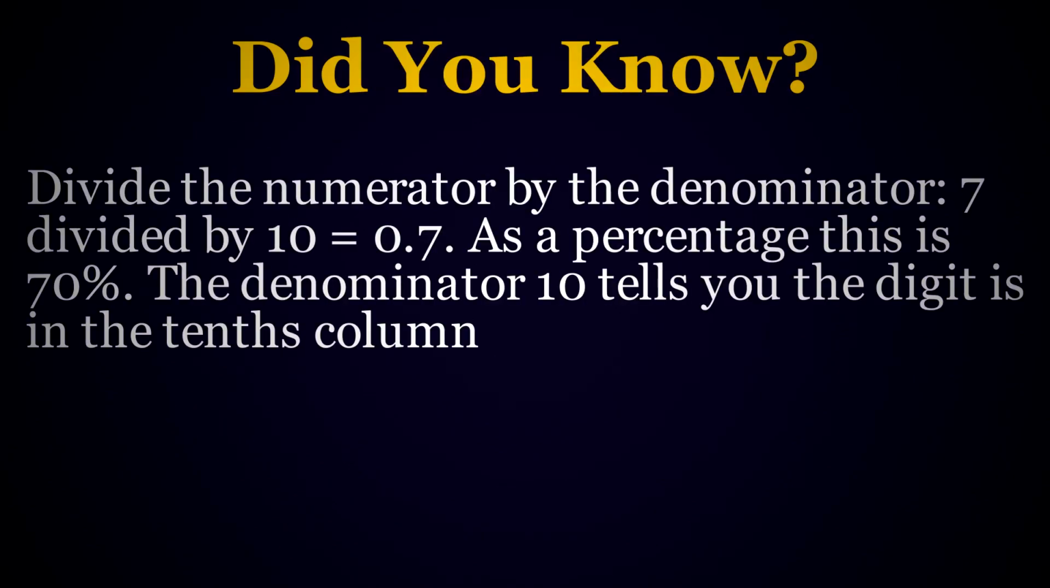Here's a nugget of wisdom. Divide the numerator by the denominator. 7 divided by 10 equals 0.7. As a percentage, this is 70%. The denominator 10 tells you the digit is in the tenths column.